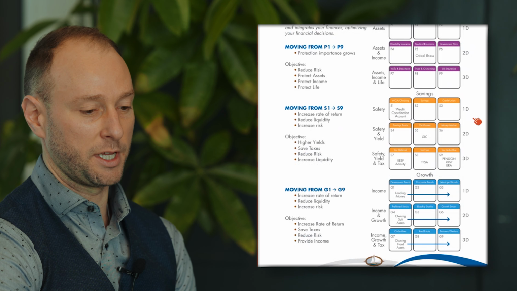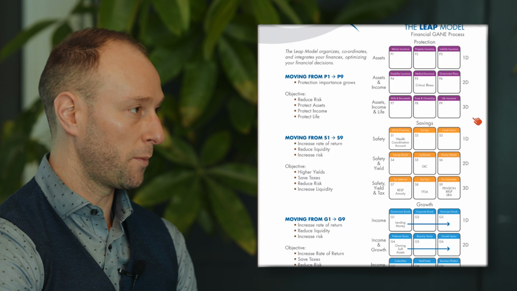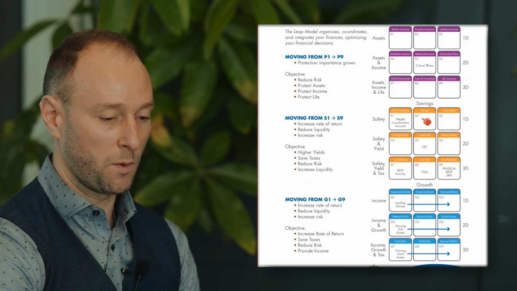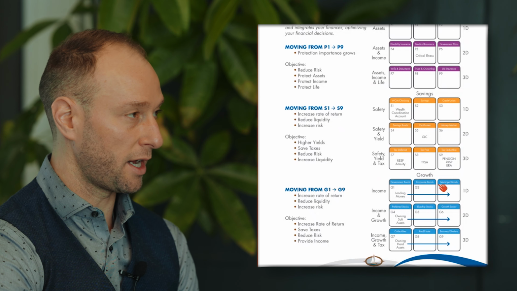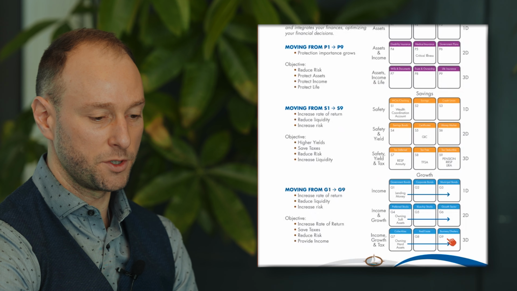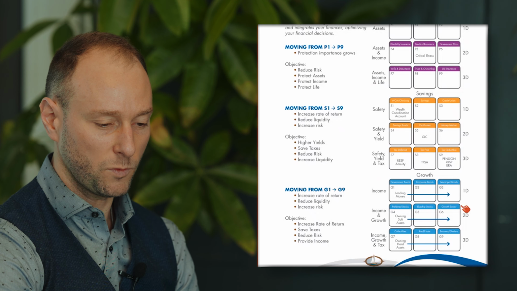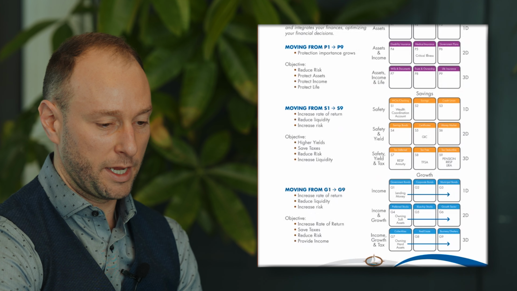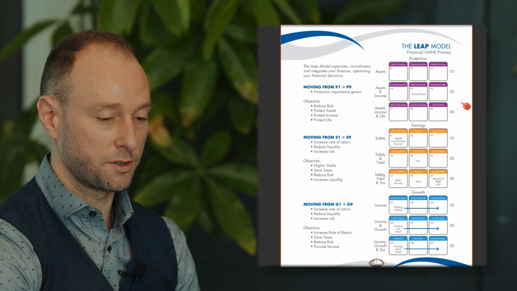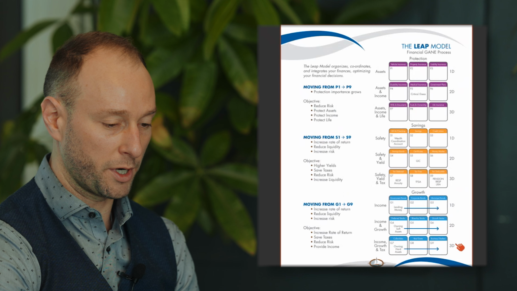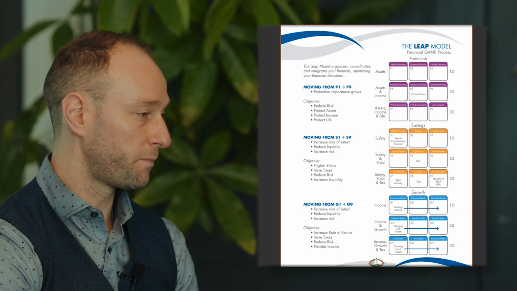I should also mention that each element is numbered. So you can see P1 to P9, S1 to S9, and then G1 to G9. So pretty simple and similar for the savings component and the growth component. Each different level is a bit different. So every asset in Canada can go somewhere in one of these 27 elements.